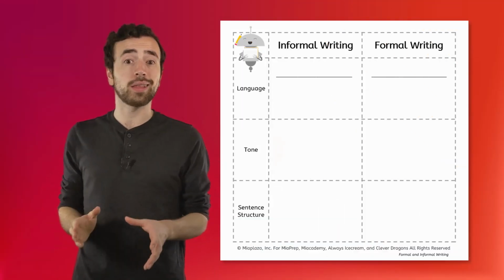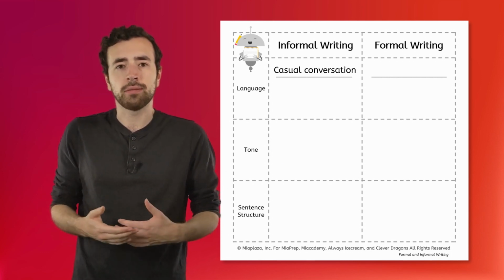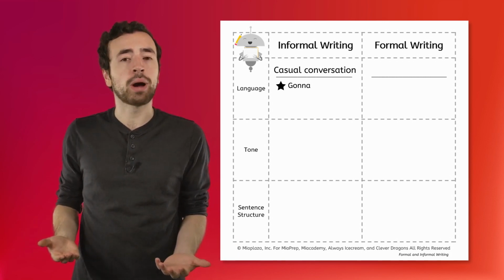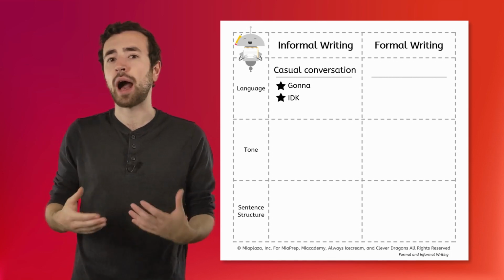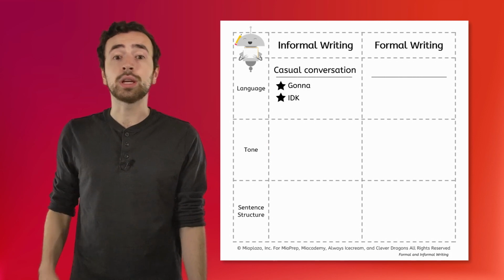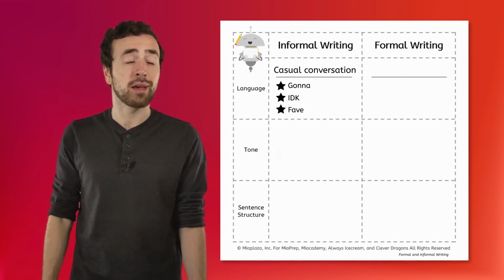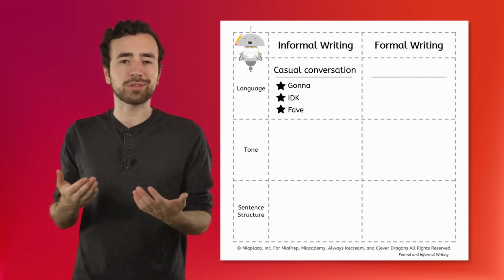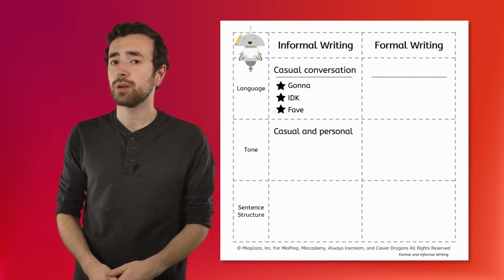Informal writing is a lot like having a casual conversation with a friend. It's okay to use words like gonna, as in I'm gonna go to London for a vacation. You might use abbreviations, such as IDK, instead of I don't know, as in IDK what to wear to the palace. You can even use slang words like fave instead of favorite, as in my fave robot is Mia. This informal language sounds just right when you're speaking or writing in a casual and personal tone.